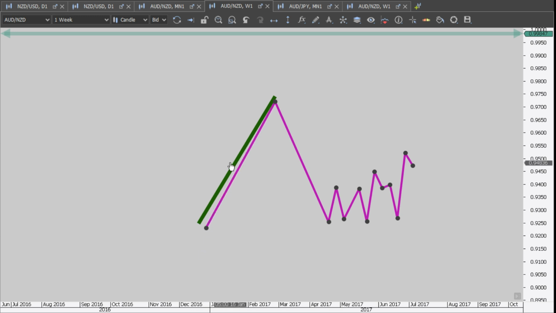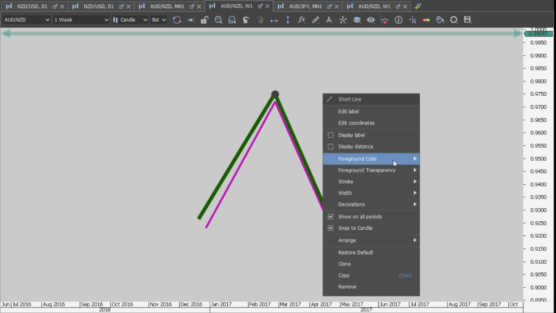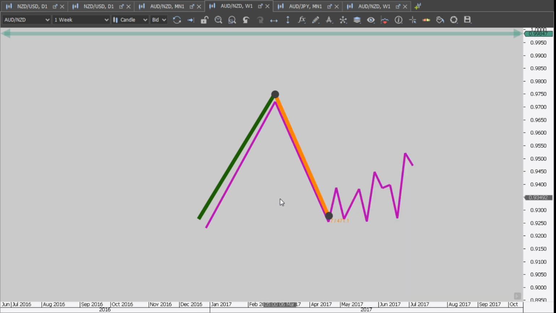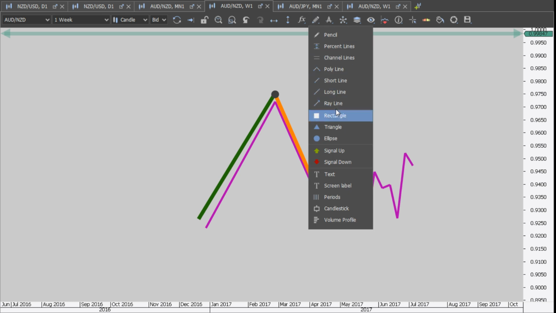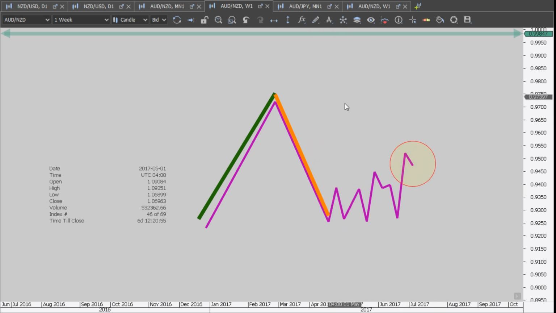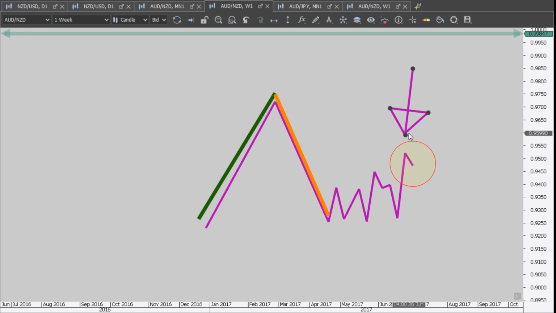Okay, so the green one is the extension, maybe something like this, and this one is the retracement. Let's color code this in what? Orange. Okay, don't go short in here, don't short. Why is that? Look, what are you shorting?